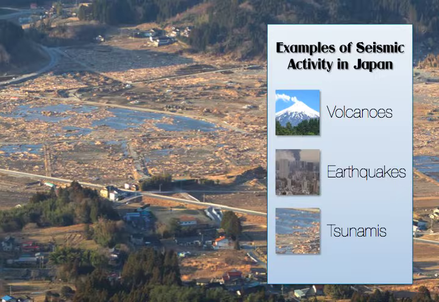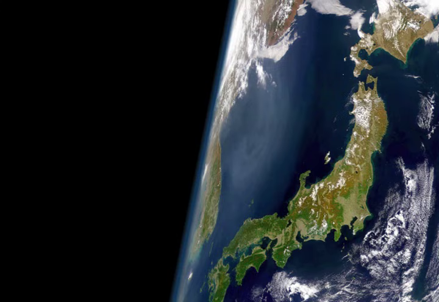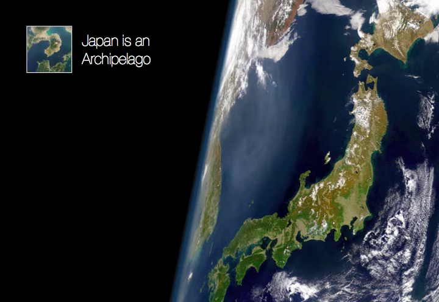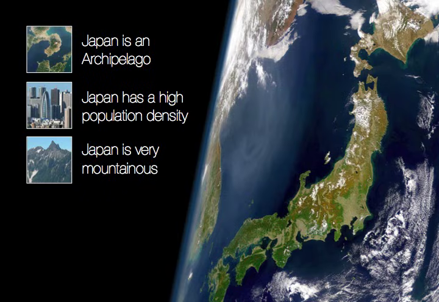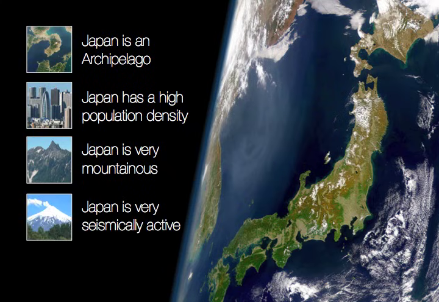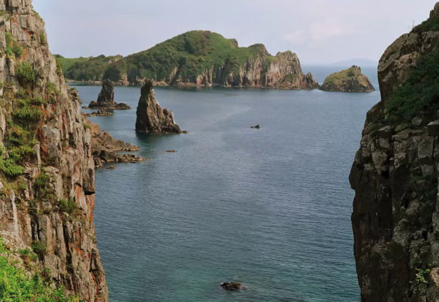So then let's step back and consider what we've said so far about the geography of Japan. We know that Japan is an archipelago, meaning that it is a series of islands. But we also know that Japan has a high population density, meaning that there are a lot of people crammed into those relatively small islands. And compounding that is the fact that Japan is very mountainous. It has a high average elevation, and there's also a great deal of seismic activity. So what that means is Japan is a landscape where people and nature live in a very delicate balance.